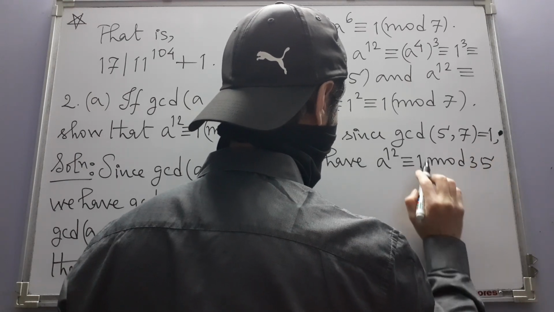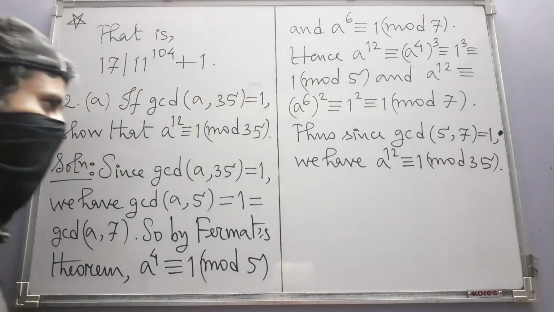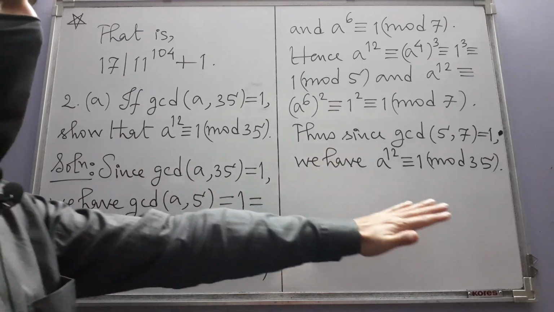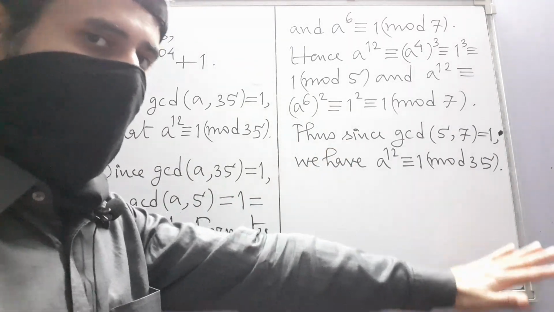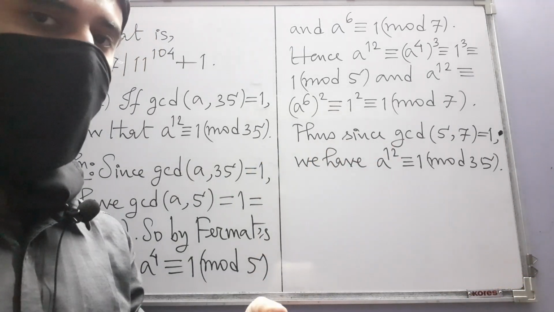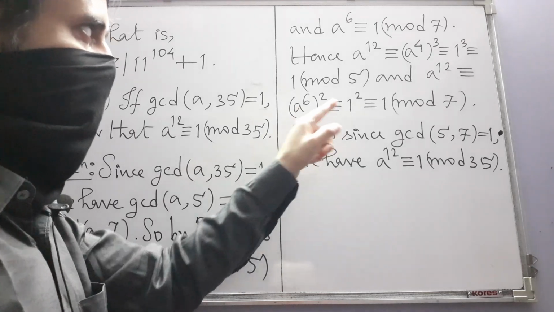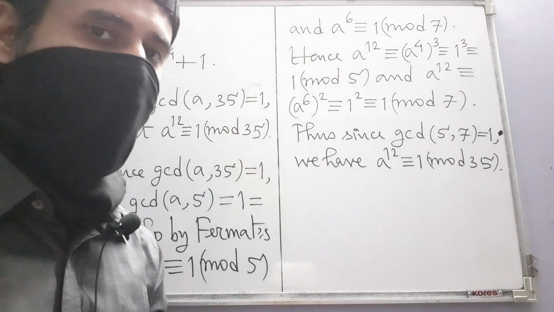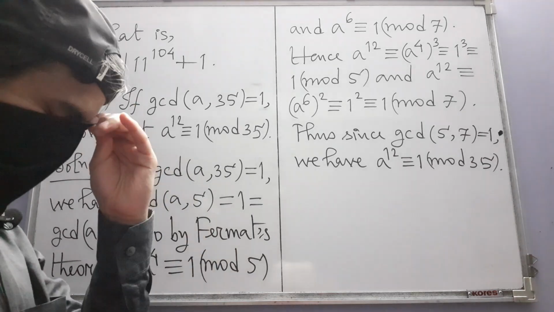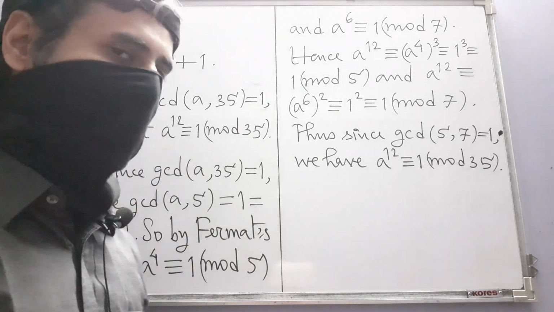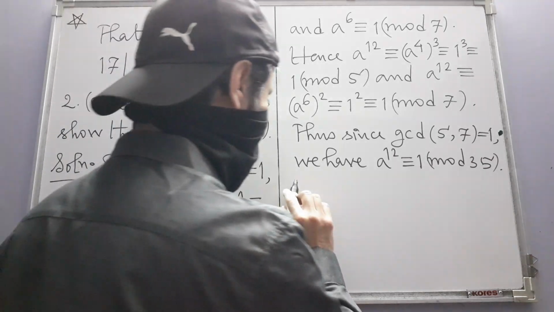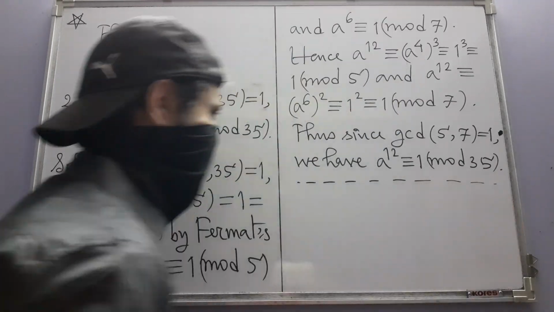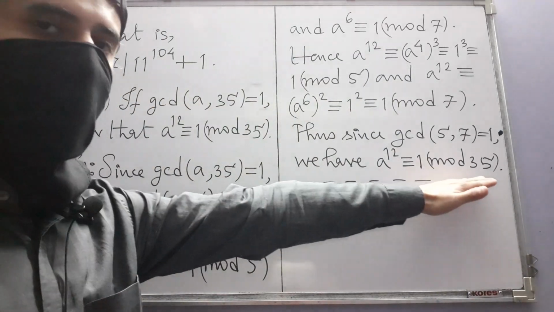This is one of the properties of congruences. If the moduli are relatively prime, then you can take their product, if the other things are the same, a to the power 12 on one side and 1 on the other side. If you have forgotten this property, let us also see why this is true. This is the end of the solution to part A.